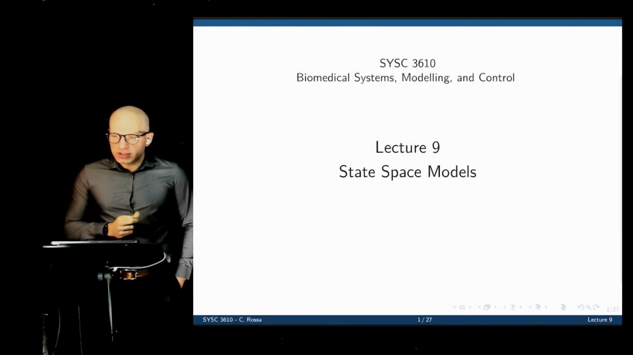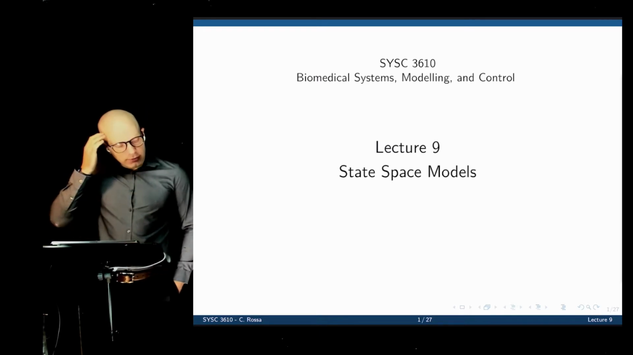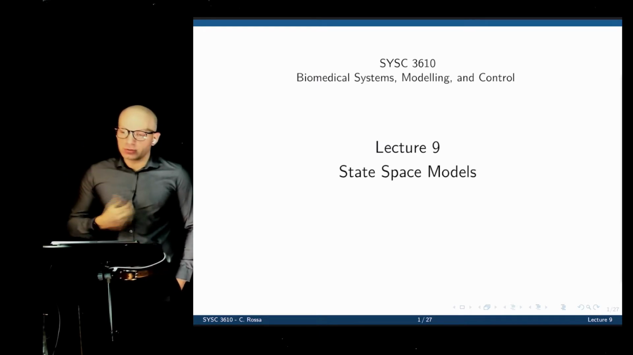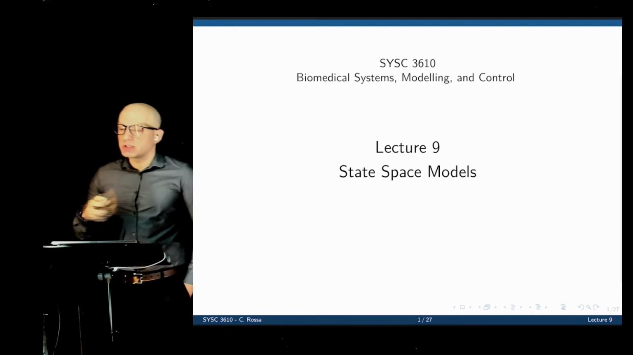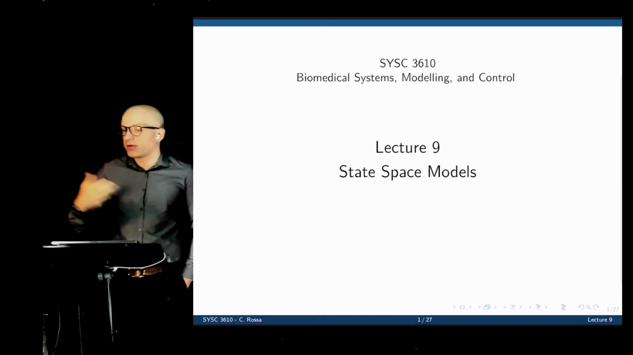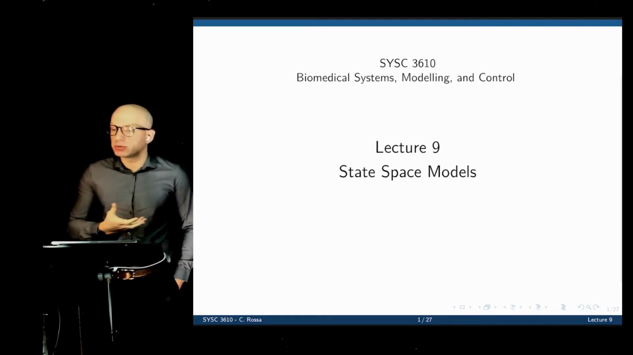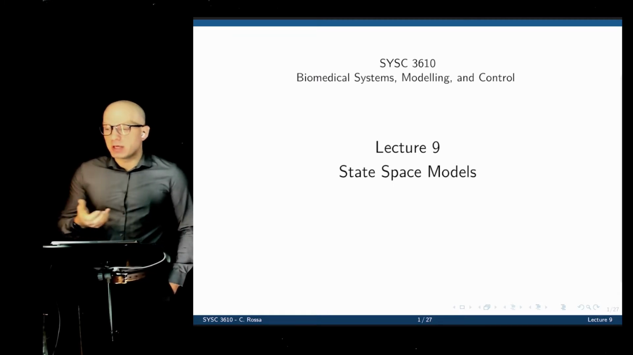Today we're going to cover state space models. In the last lecture, we were deriving simulation diagrams, and the objective of these simulation diagrams was to expose some of the internal variables in a system so that we would have access to them, as opposed to just having a transfer function where only the input and the output are available. These internal states are typically required in order to predict the future behavior of a system.